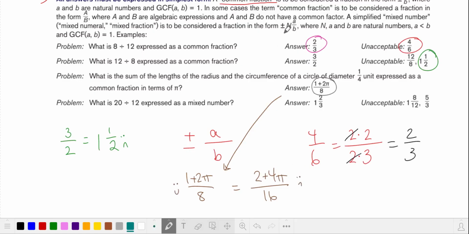Mixed numbers consist of a whole number plus a fraction where the numerator is less than the denominator, and there are no common factors shared by the numerator and denominator. Watch out in particular if the problem statement asks for a mixed number.